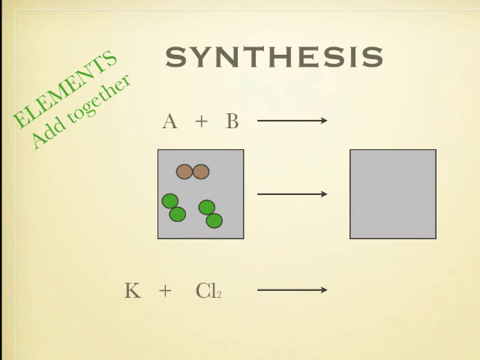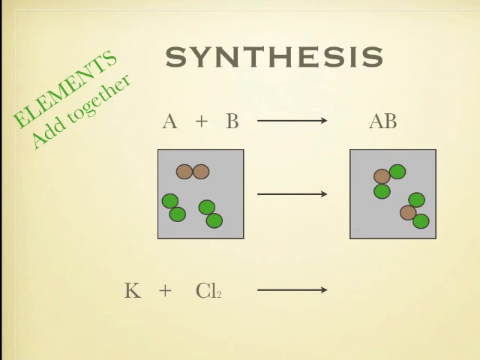The elements are separate and they're going to combine together. So you have 2 things, A and B, separate, and then they combine. In the pictures, you can see the green ones, we'll call those A, are separate from the brown ones, we'll call those B, and they combine together and make AB, or AB2.